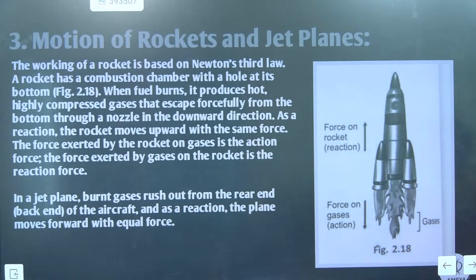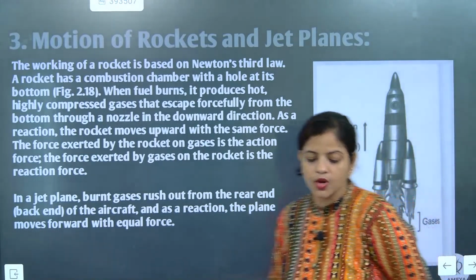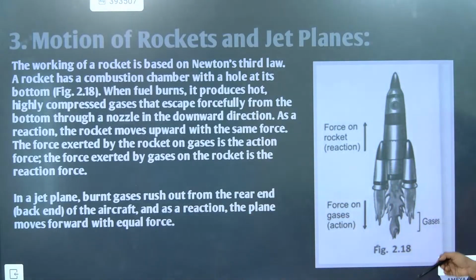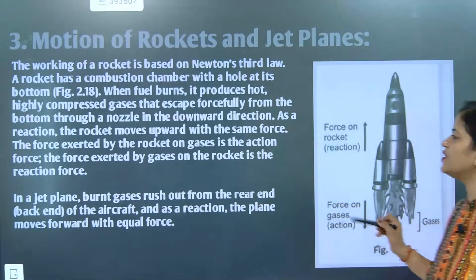Let's see. A rocket has a combustion chamber with a hole at its bottom. This is the combustion chamber, and the holes are at the bottom region. When the fuel is burned, it produces hot, highly compressed gases that escape forcefully from the bottom through a nozzle in the downward direction. These gases need a place to come out, and they come out from the bottom with a very high force, and this is the action.